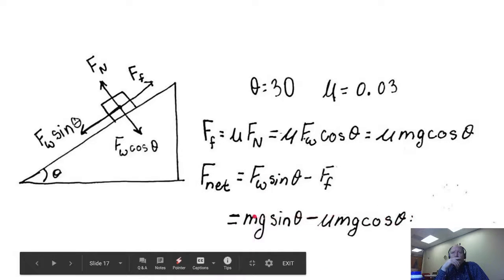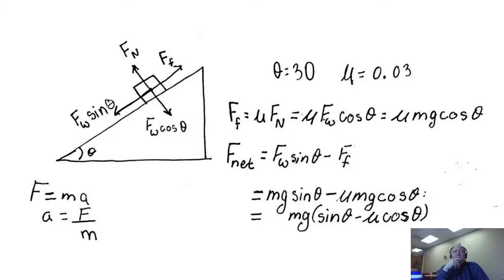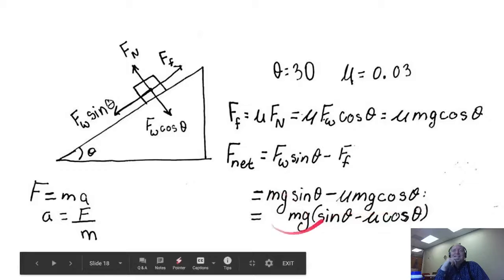Now, one thing you're going to notice is that we have an mg in this one, and we have an mg in this one. So, as my calculus teacher likes to say, it's time for our favorite F word, factoring. We can just take our mass times gravity and put it outside of the parentheses, so we have mg times sine of theta minus mu cosine theta. Now, if we look right over here, we have our force equation again. So we have force equals mass times acceleration.